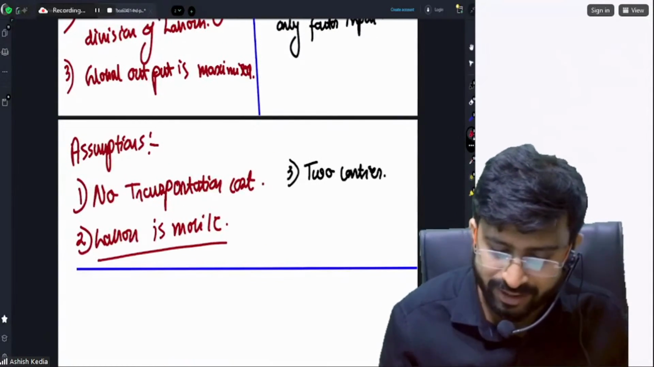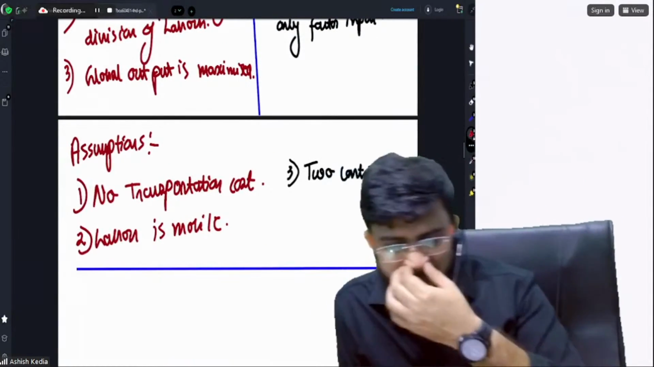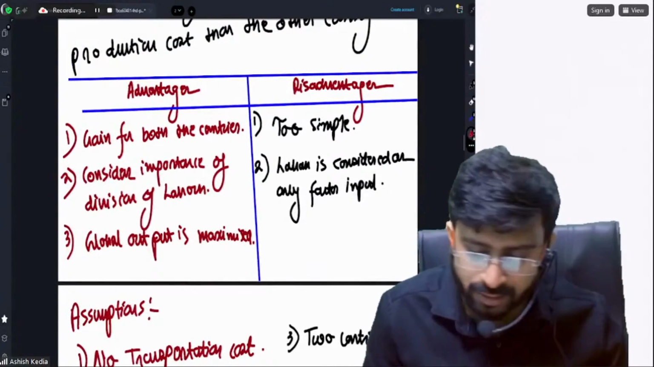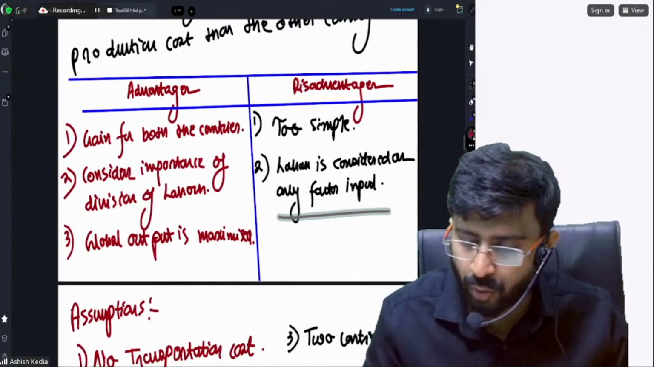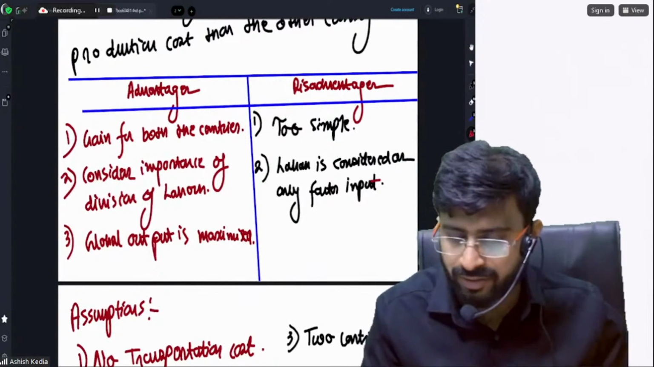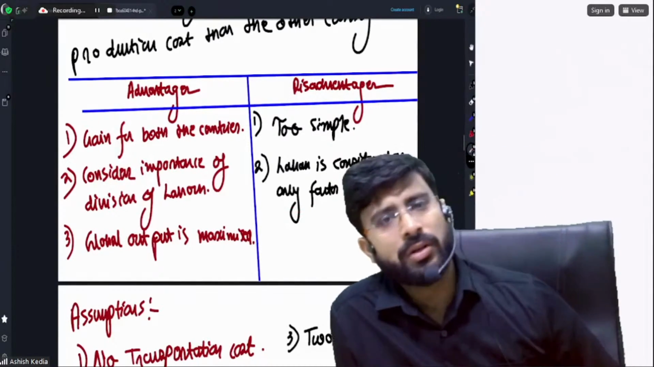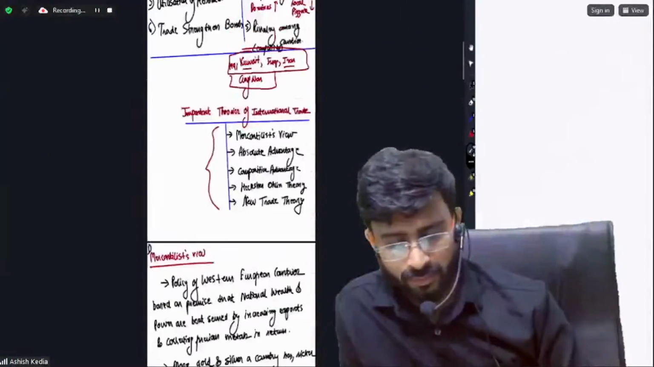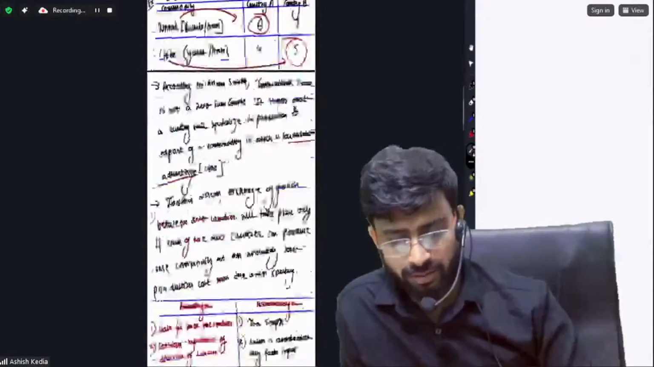So, labor is mobile. Mobile means movable from one place to another. If we talk about disadvantages, it tells that it is too simple and labor is considered as the only factor input. Friends, is that clear?